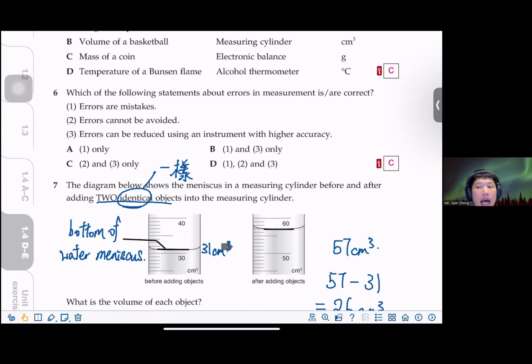So you may ask a question: sir, how about the limitation in reading? Is this also a human error? Actually, this is not a human error. That is what we call a systematic error. When we use this apparatus, there will be some limitations, and these limitations cannot be avoided. That is the definition of an error. Therefore, the statement that error and mistake are the same is not correct, so the answer should be C.